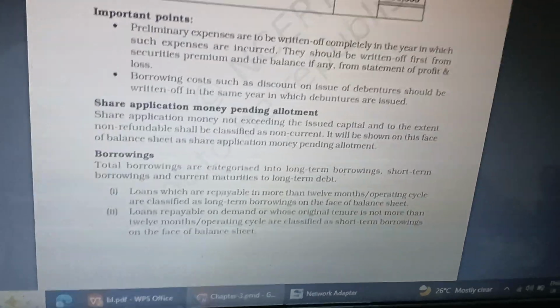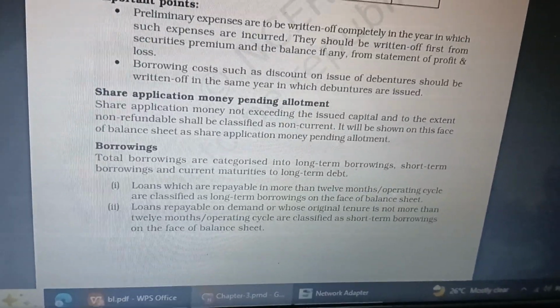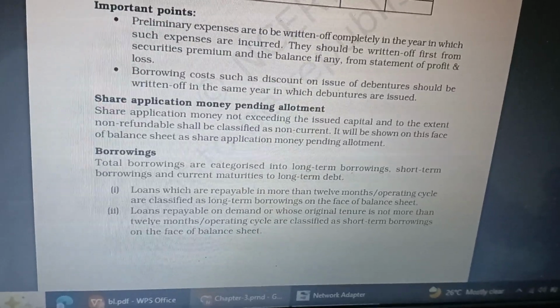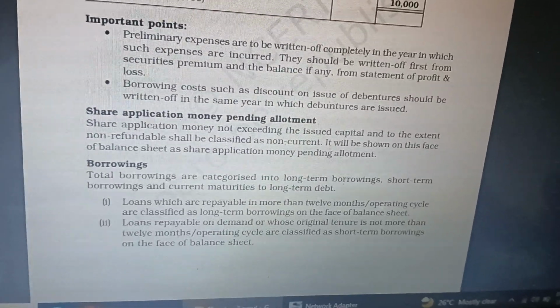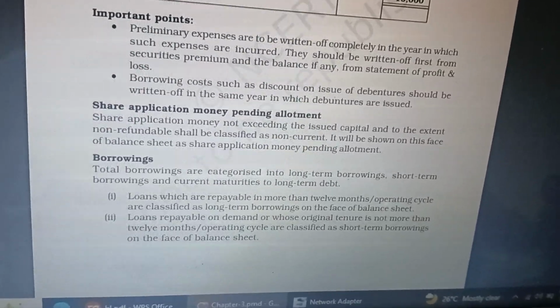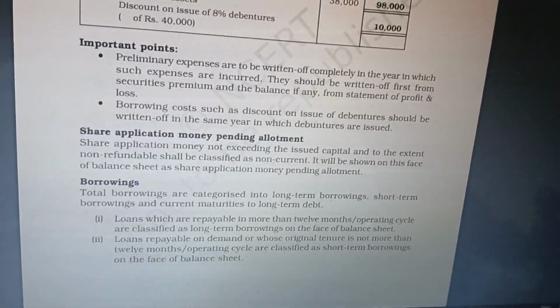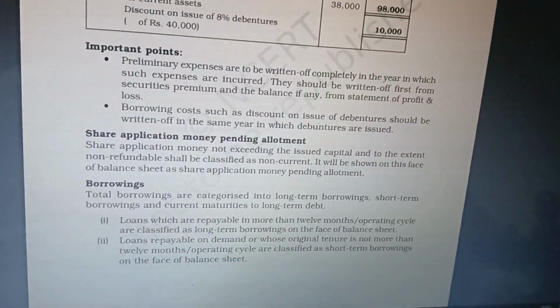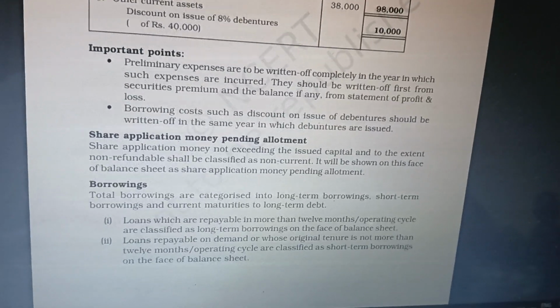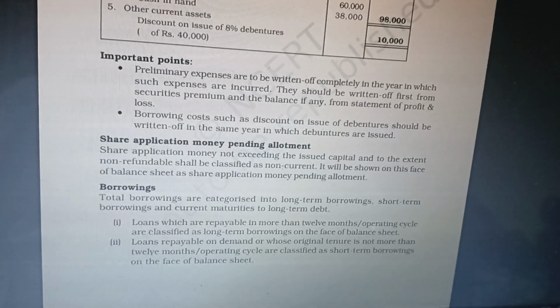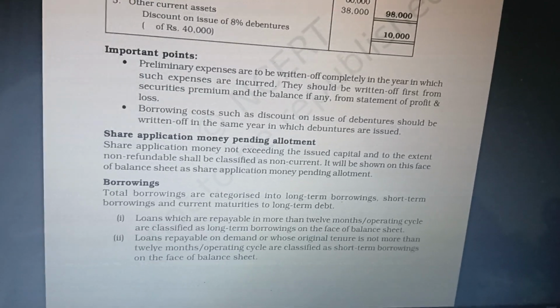Then our next item is relating to the borrowings. Borrowings is the amount that we borrow. If we have any necessity, we borrow an amount, and that amount is known as borrowings. Total borrowings are classified as long-term borrowings, short-term borrowings and current maturities of long-term debt.